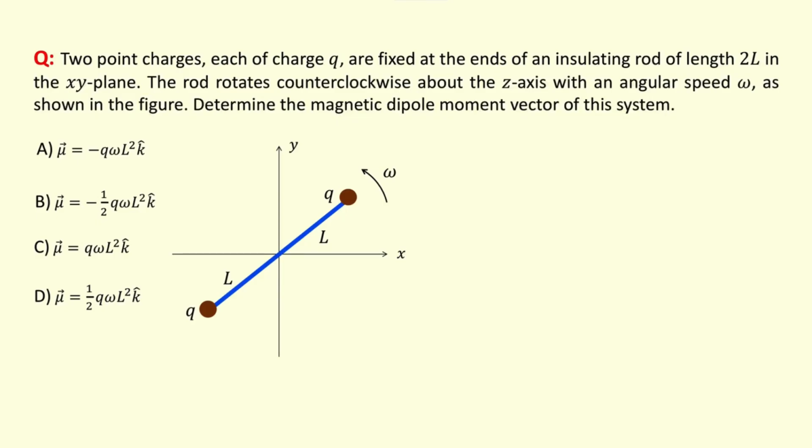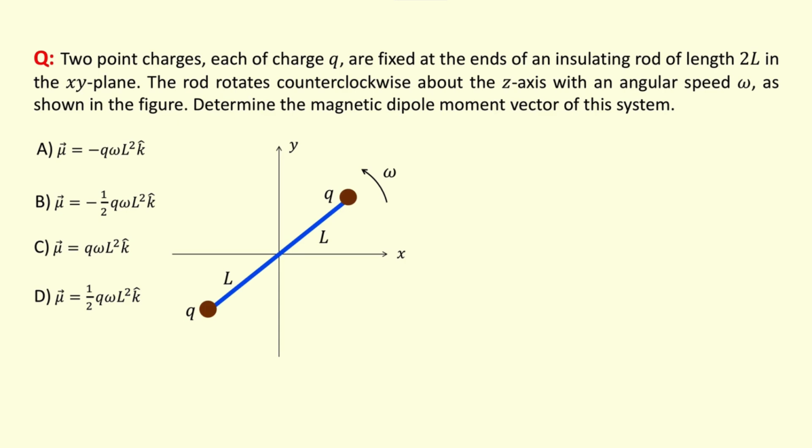Two point charges, each of charge q, are fixed at the ends of an insulating rod of length 2L in the xy plane. The rod rotates counterclockwise about the z-axis with an angular speed omega, as shown in the figure. Determine the magnetic dipole moment vector of this system.